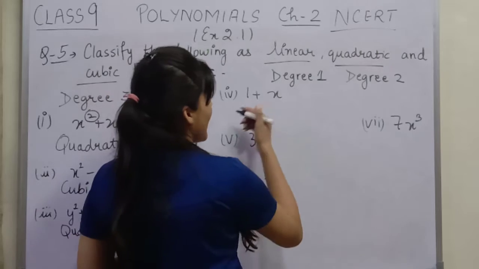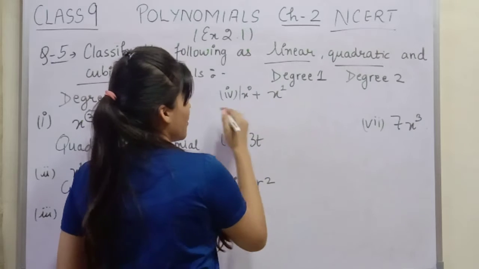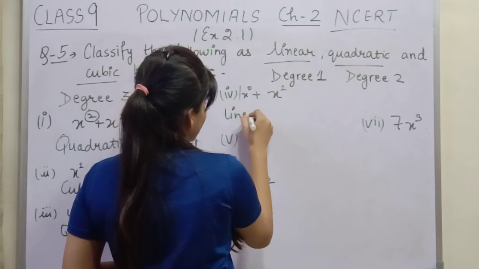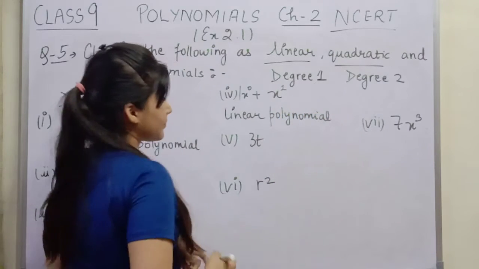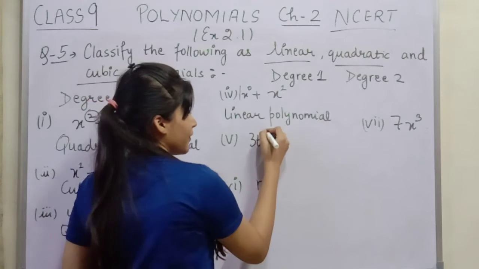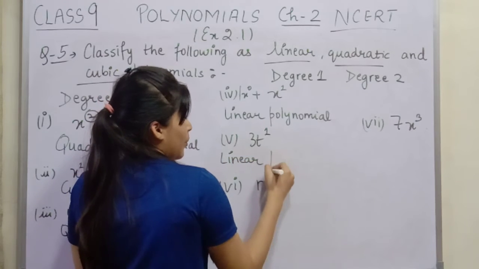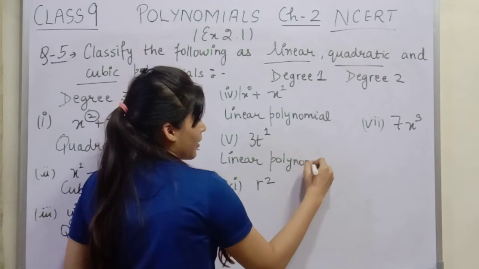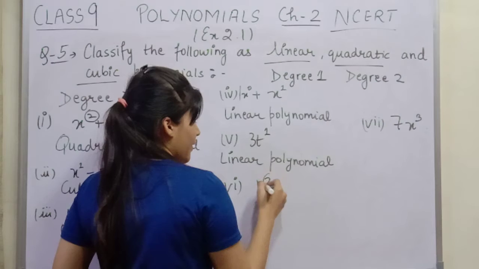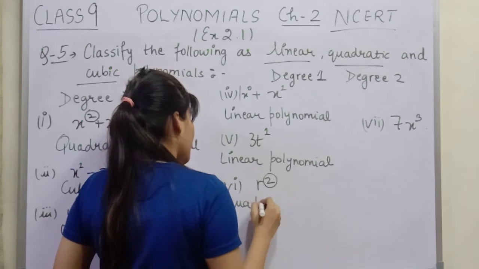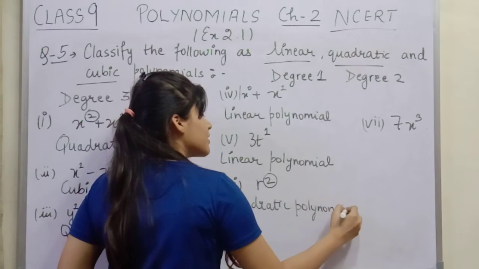Here we have 1 plus x. So I think the highest part of x is 1, because here this would be x to the power 0. So highest part 1 means linear polynomial, right? Coming to the fifth part, we have t raised to the power 1, which means a linear polynomial with degree 1, right? Coming to the sixth part, r square has degree 2, which means a quadratic polynomial.